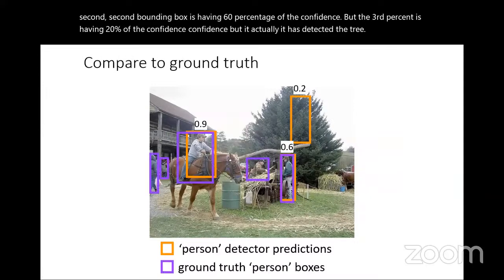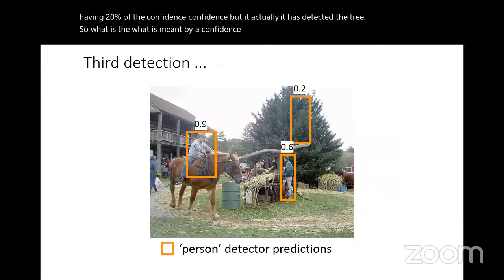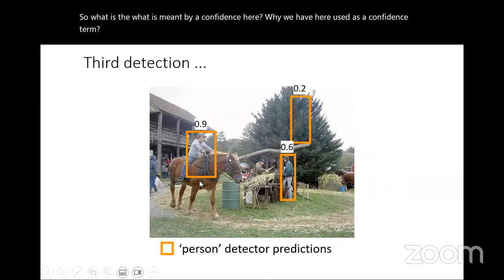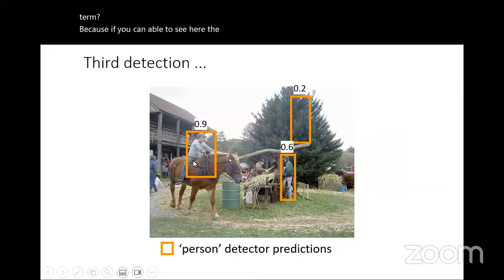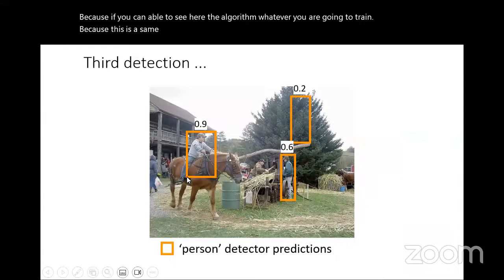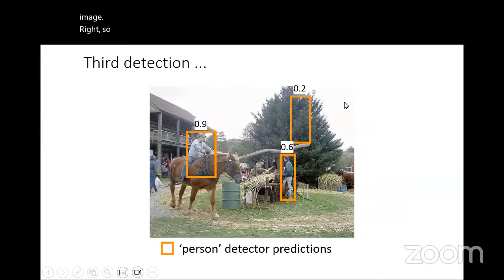So what is meant by confidence here? Why have we used the term confidence? Because the algorithm, whatever you are going to train, is going to take a decision on some portion of the image, not on the entire image, right? So this is an image of M cross N.